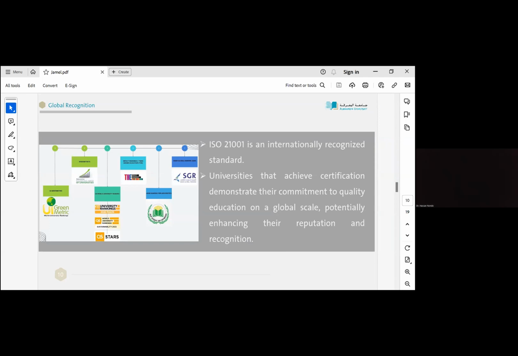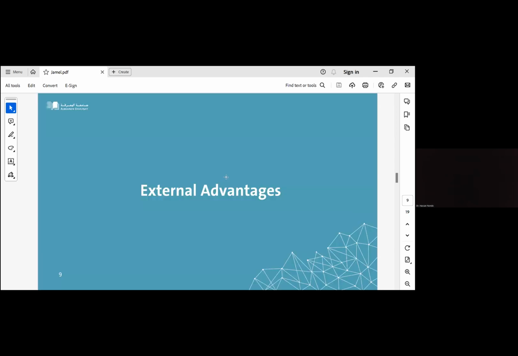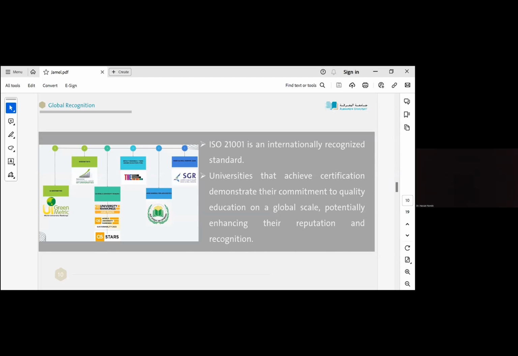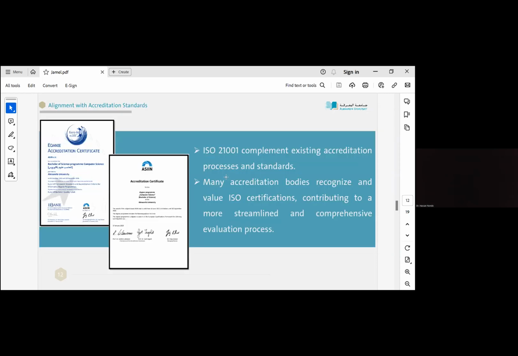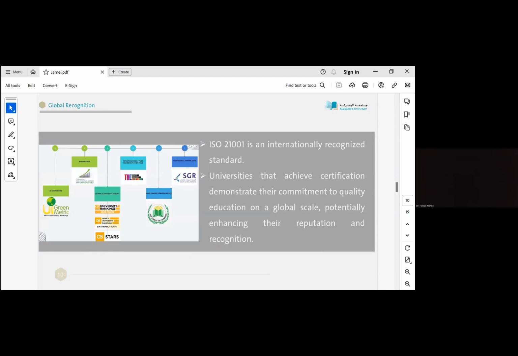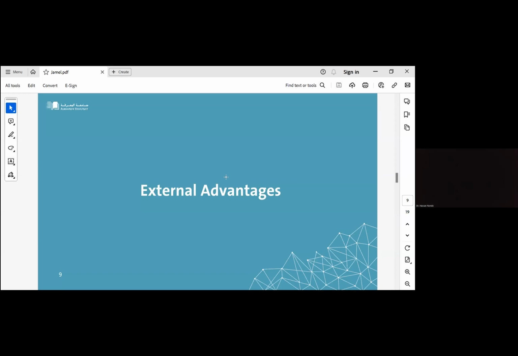In this case, we want to present something on external advantages and internal advantages. That's what we want to try to do. In applying this ISO standard, we focus on this. What are the external advantages we have?